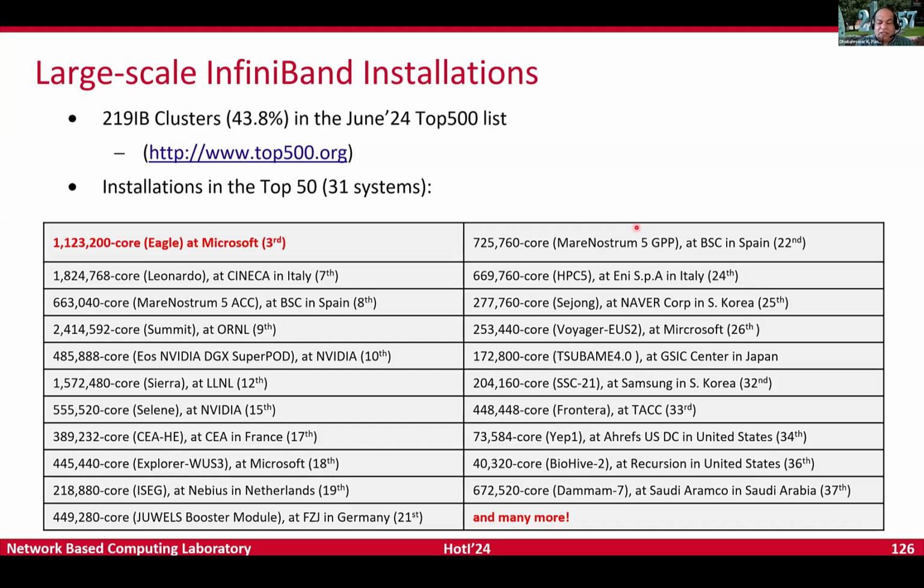We'll see a new list in another 4 months, I think 3 months in November. So currently about 43% of the top 500 systems are InfiniBand. Starting with the largest one, which is number 3, almost 1.1 million cores: Microsoft, Seneca, Mayer Nostrum, then Oak Ridge, which used to be number 1 at some time, has gone down.